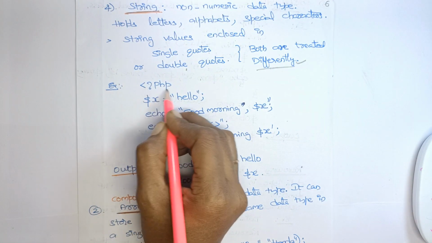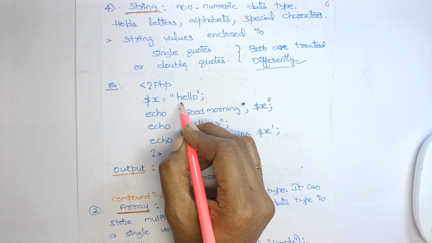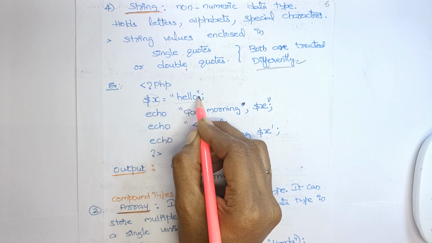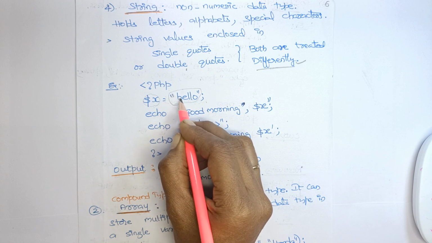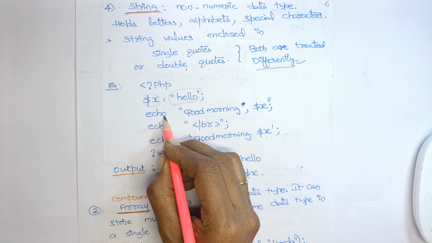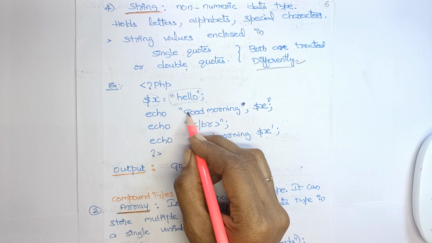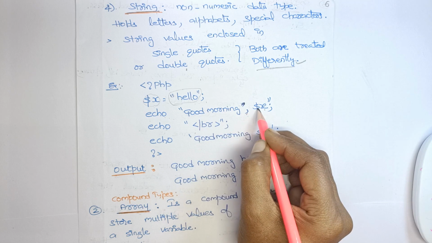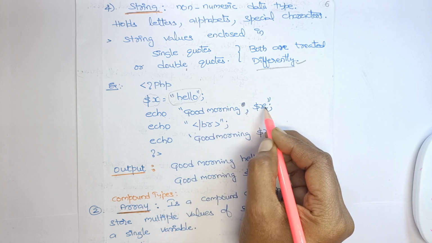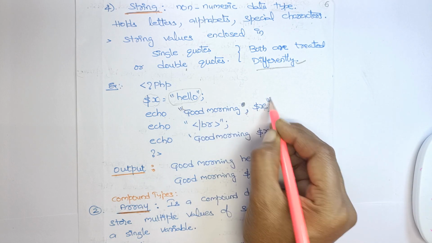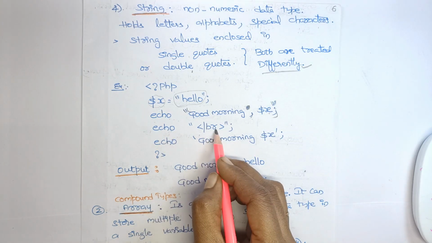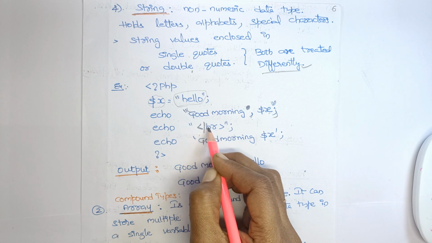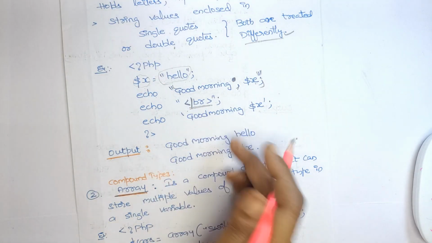So here <?php $x is equal to "hello". So here if you observe, this x is a variable. It is holding the string within double quotes, and you are printing some statement using echo. Within double quotes, I am writing "Good morning, $x". This double quote I am closing here, semicolon. Okay. Next, echo for a break purpose, meaning for the next line I am using a break tag within double quotes.